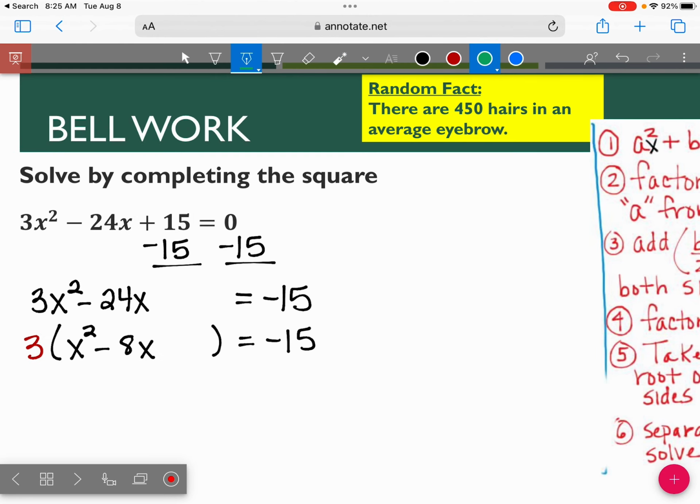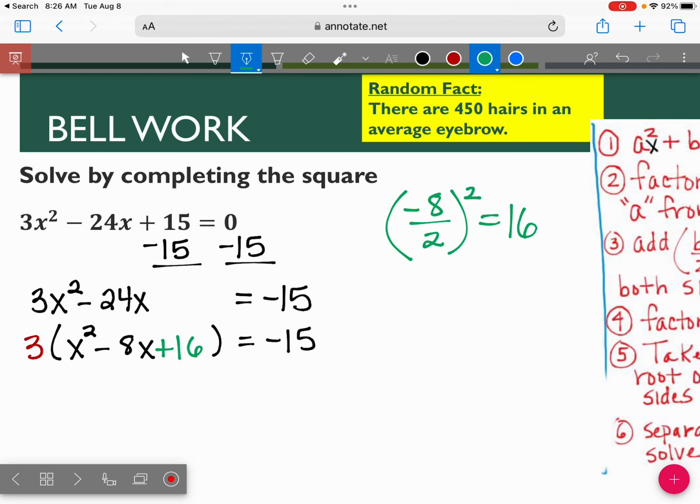So negative 8 divided by 2 squared. And this will always be a positive number, because remember, every number squared is positive. So negative 8 divided by 2 is negative 4. And negative 4 times negative 4 is 16. So that is what I'm going to put right here. What I am doing is creating a perfect square. Inside of that parentheses, I'm creating a perfect square.